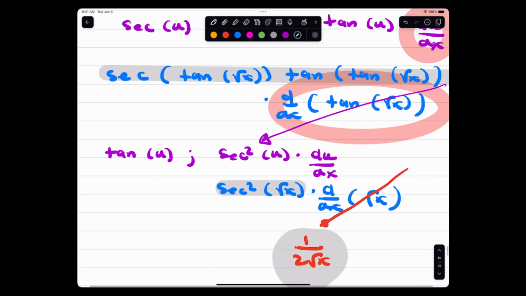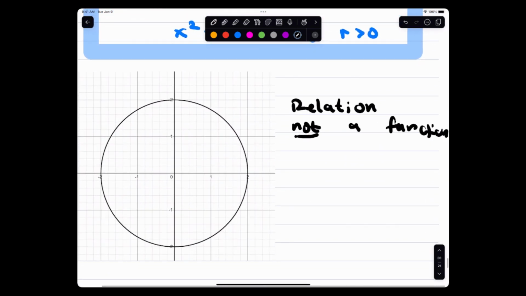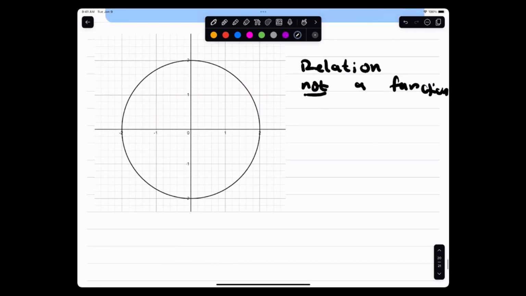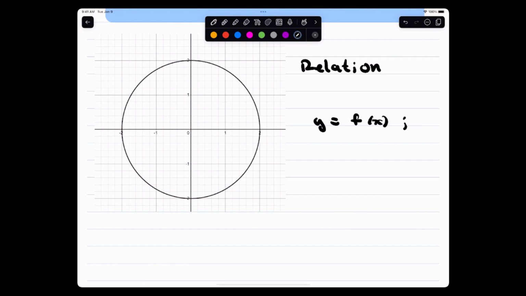Because all these derivatives were given to you, and this is a relation. This is not a function here. They were given to you this way. You say, okay, y equals f of x, and you had to determine y prime. But you can't do that directly when you have a relation.